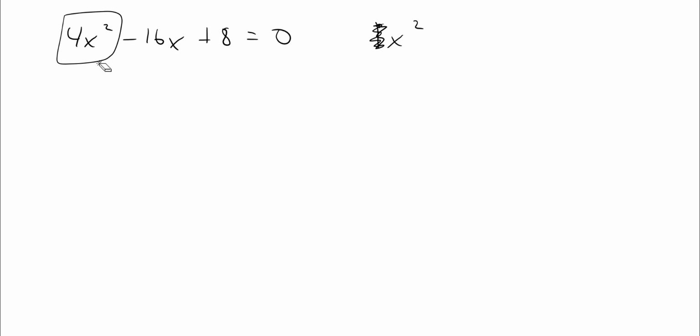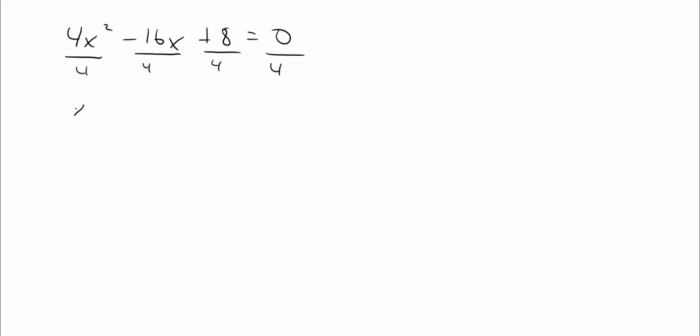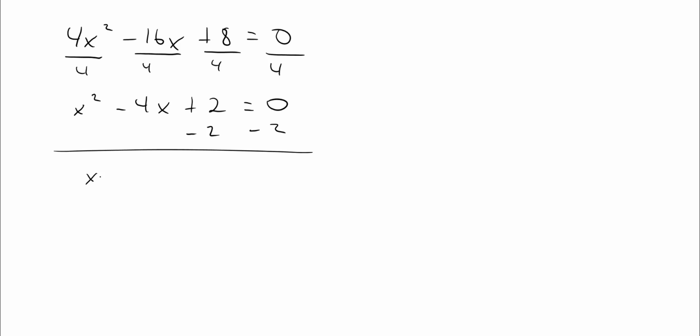Okay, so let me kind of erase a couple things here. All right, so I'm going to divide everything by 4. So divide by 4, 4, 4, and 4. So then I'm going to get x squared minus 4x plus 2 equals 0. Okay, so that was my first step. The next step is I'm going to subtract 2 from both sides. You got to isolate that x squared minus 4x. So you get x squared minus 4x, and that equals negative 2.